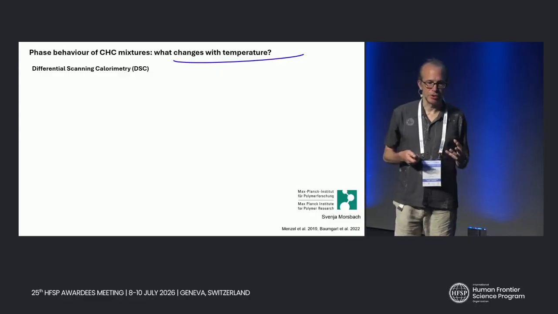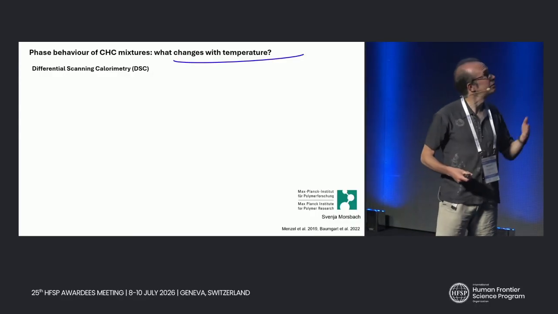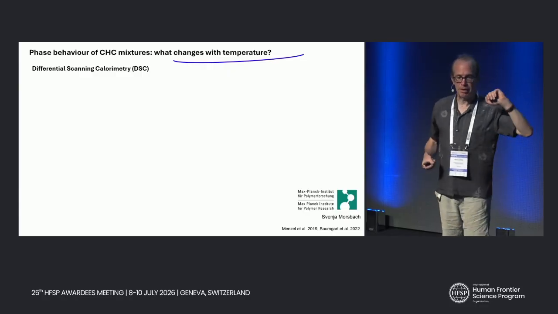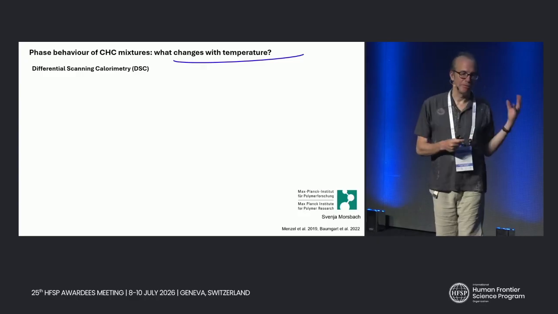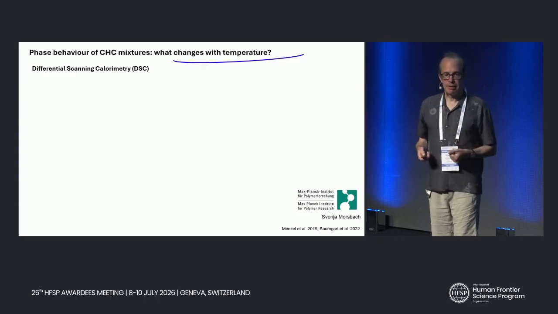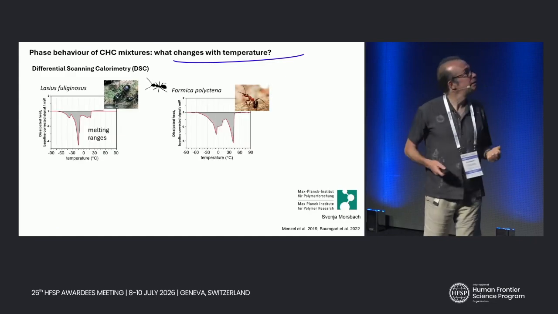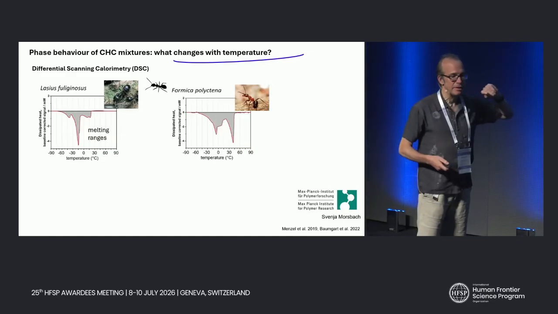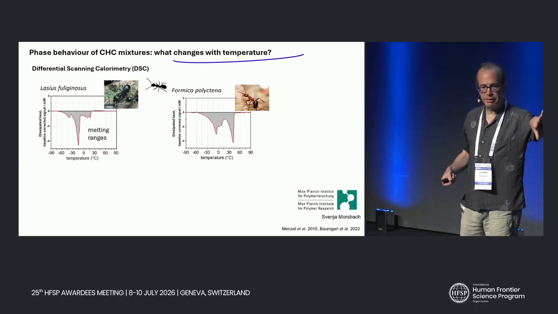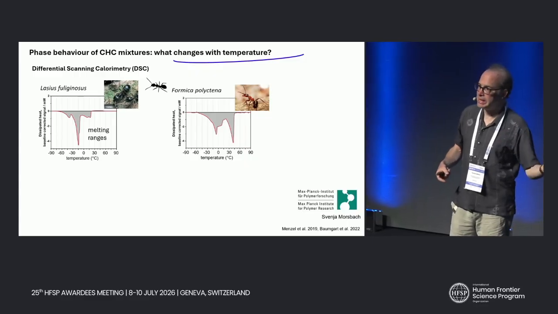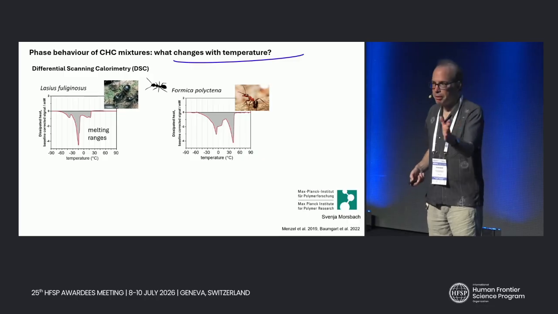What changes with temperature when we now look at real CHC mixtures? We did that together with Svenja Morsbar from the Max Planck Institute for Polymer Research. We extracted hydrocarbons from different ant species and performed differential scanning calorimetry. Here you see extracts of two different ant species. What you see here are melting curves, so the peaks show dissipated heat when you increase the temperature. At each peak you see that something melted.